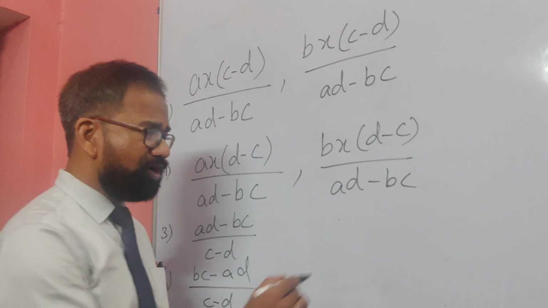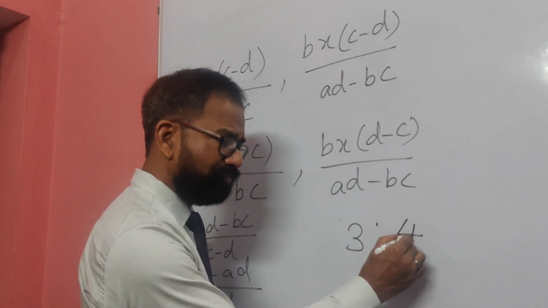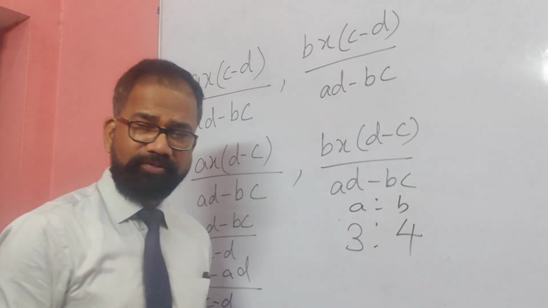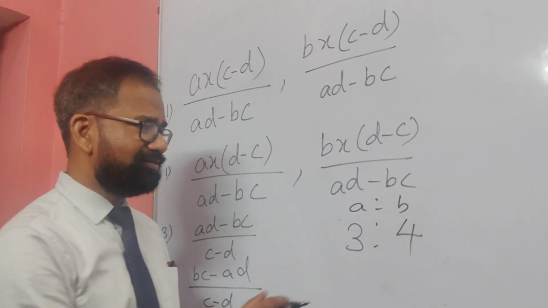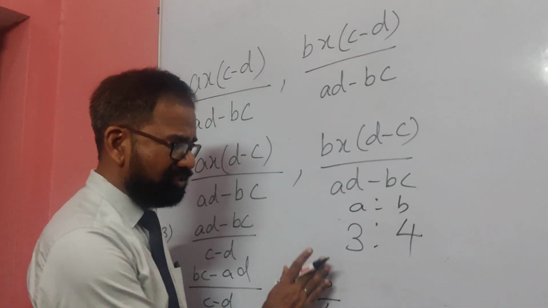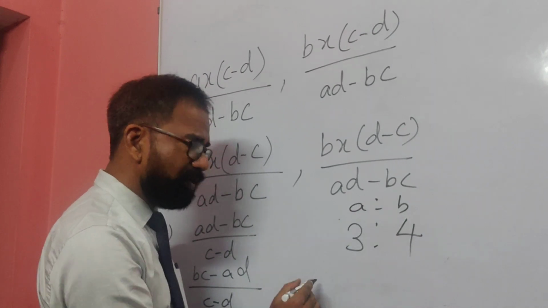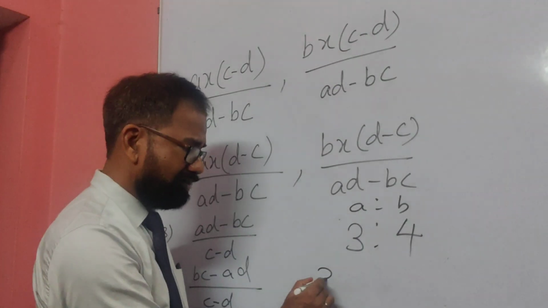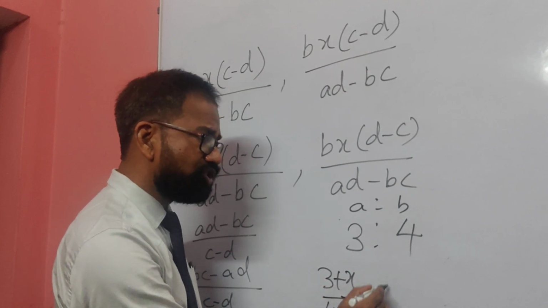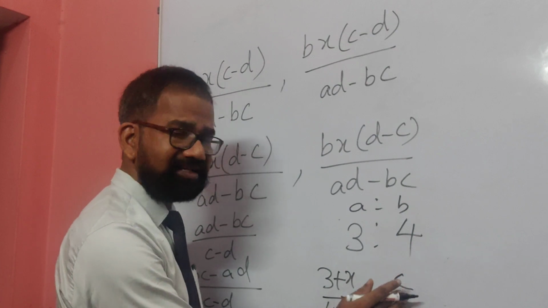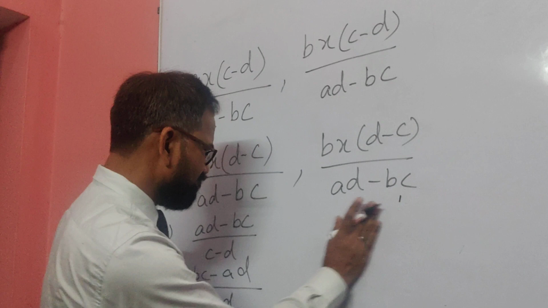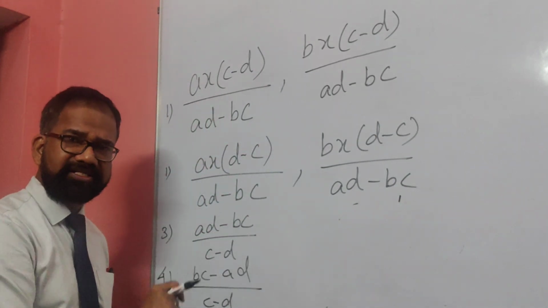If I say the ratio between two numbers is 3 ratio 4, in place of A ratio B, that is 3 upon 4, and what should be added to this? Let it be 3 plus x, 4 plus x, so that the ratio becomes C ratio D, say 5 ratio 7. In one line, the answer will be AD minus BC upon C minus D.